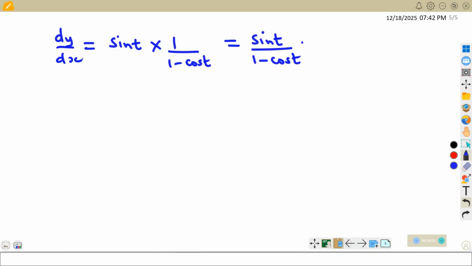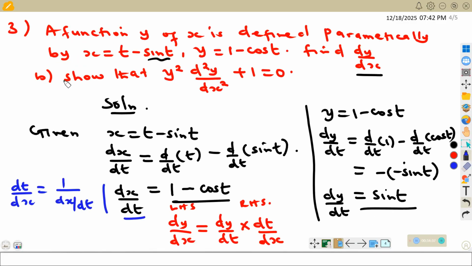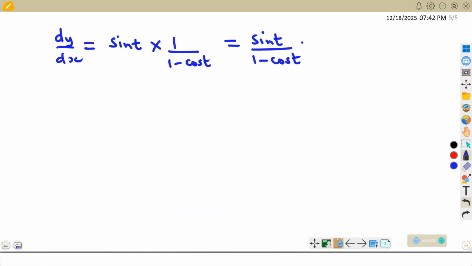Okay, we go on and look at the next part. Show that y squared d2y/dx squared plus 1 is equal to 0. This is what we call the second derivative. So looking at the second derivative, we need d2y/dx squared. So what is d2y/dx squared?